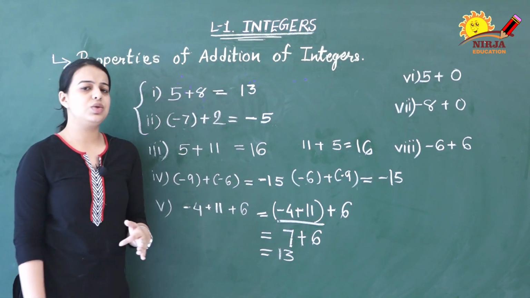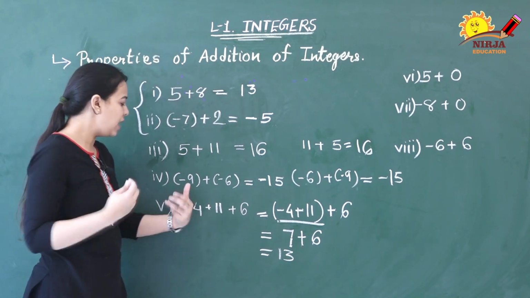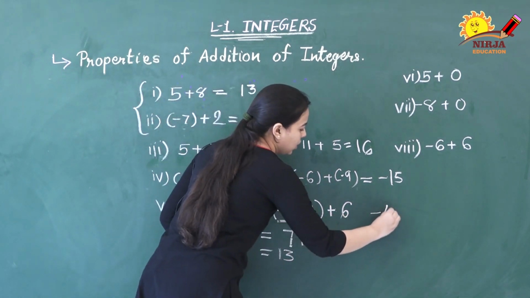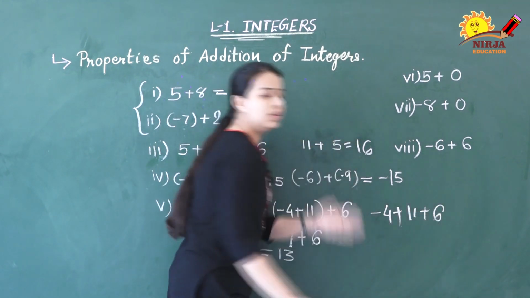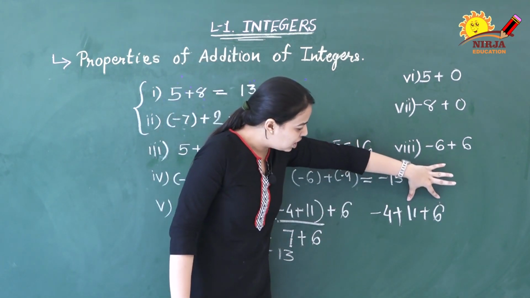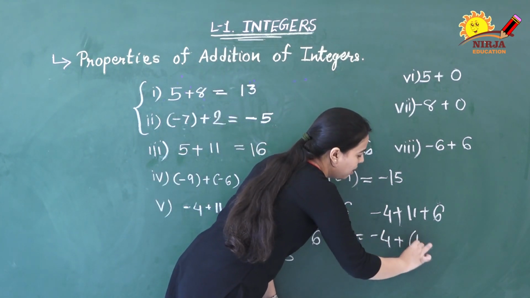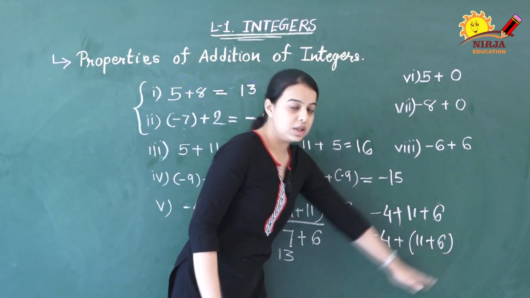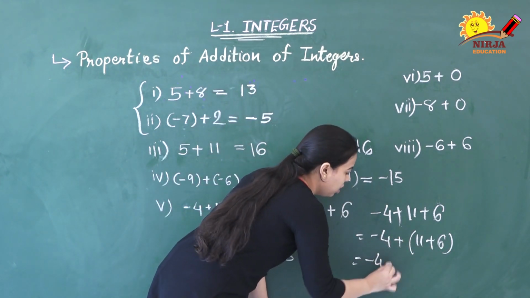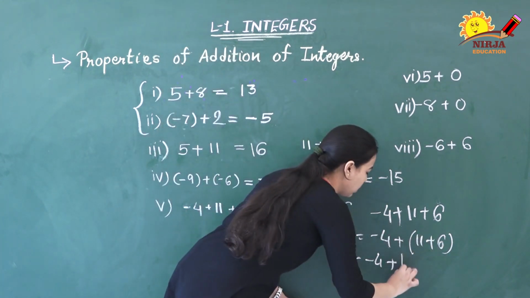Now what we are going to do, I am going to add these 3 integers in another manner. Let's do how. Again I have written minus 4 plus 11 plus 6. This time I am going to add these two numbers first. So I am going to take these numbers in a separate bracket. I am going to do this operation first, 11 plus 6 will be, yes, 17.